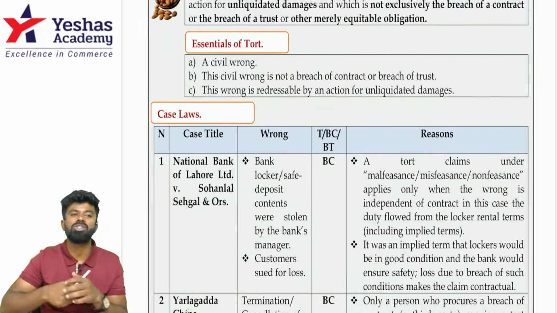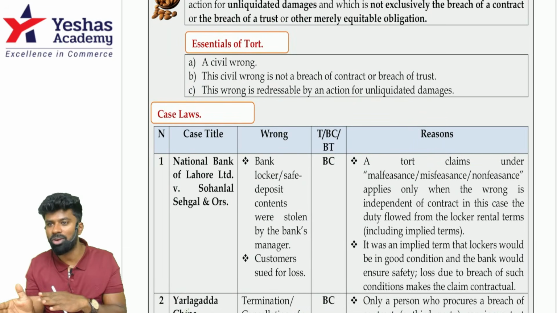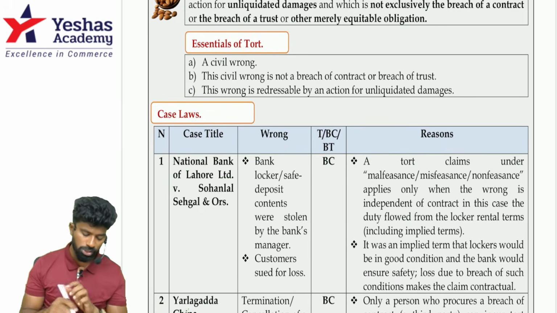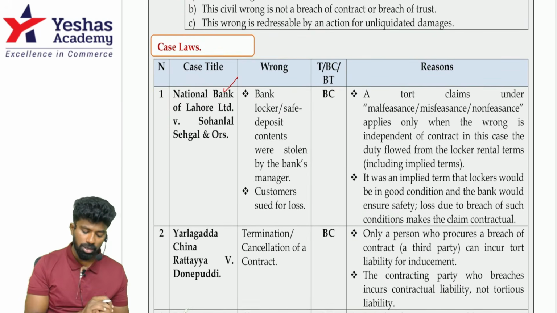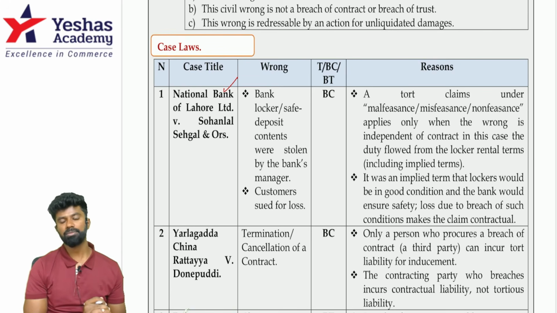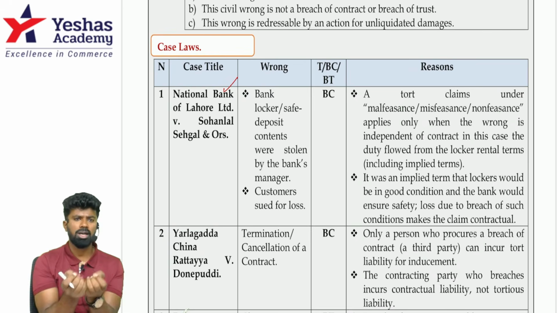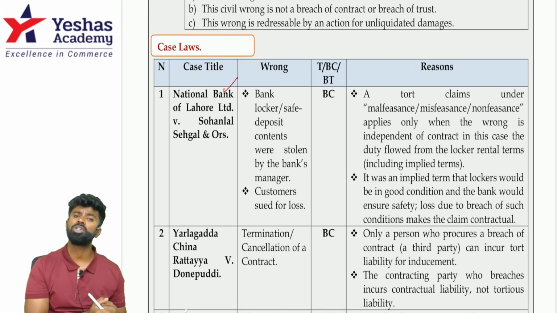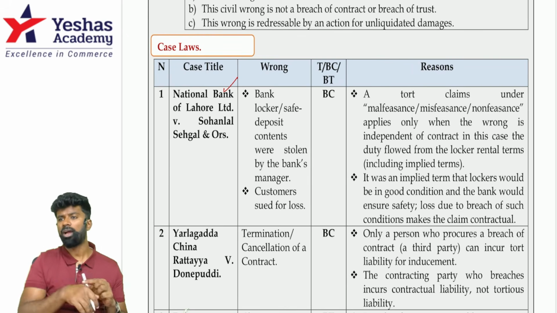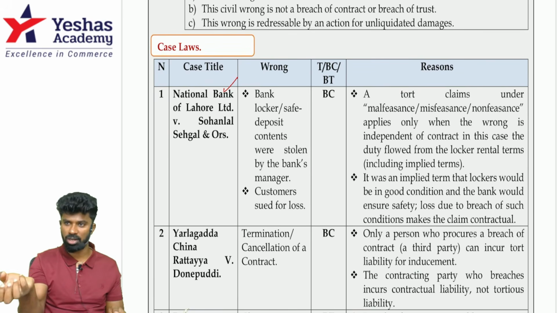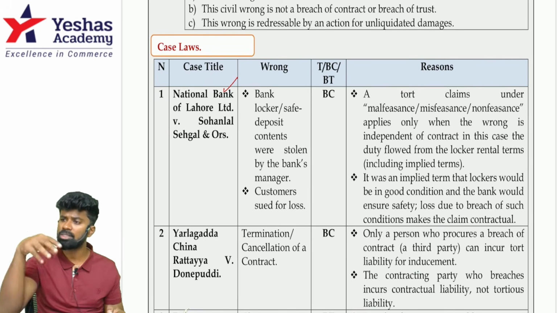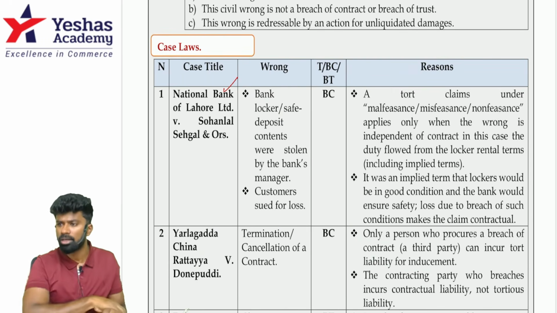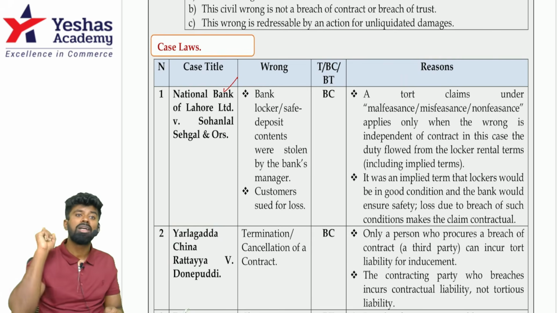Now let us discuss a few case laws to identify whether it is a breach of contract or a tort. What is the first case? National Bank of Lahore Limited versus Sohanlal Sehgal and others. Bank locker and safe deposit contents were stolen by the bank's manager. The bank manager has stolen the securities or the assets you have kept in the locker. Is it a breach of contract or a tort? I have kept some goods or valuable jewelries in the bank's locker. Now it is stolen by one of the persons in the bank. Is it a breach of contract or a tort? It's a breach of contract.